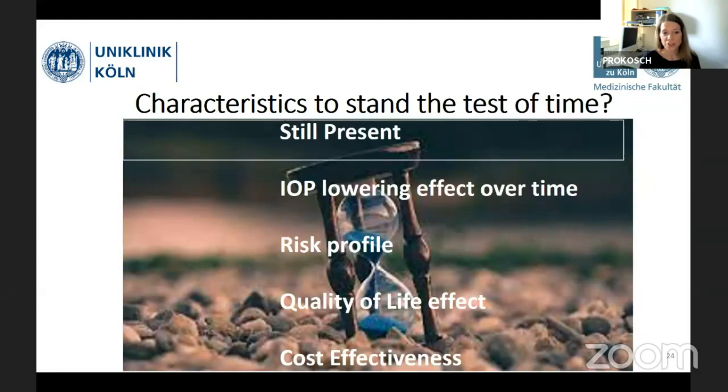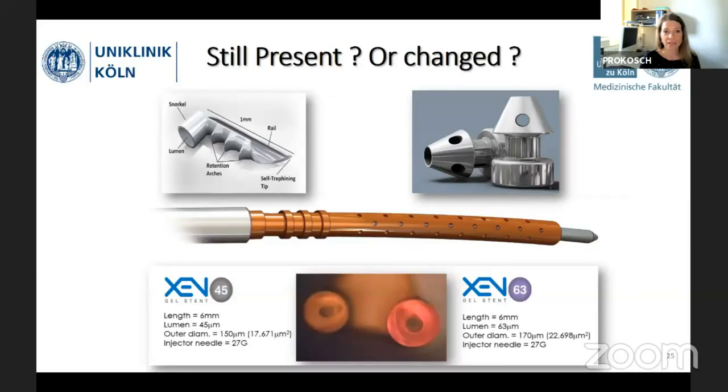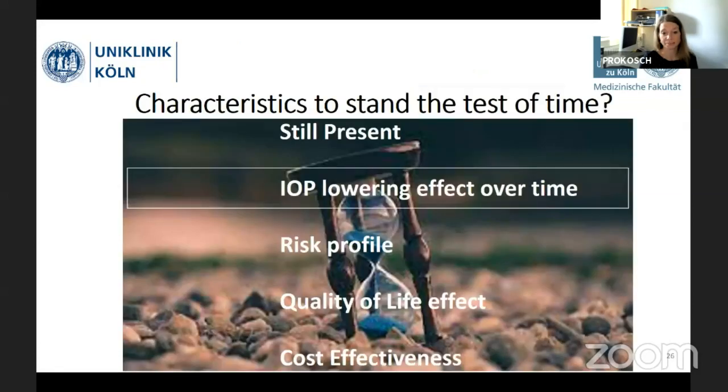So first question, is it still present? Actually, it changed. The device has changed, like the iStent has been changed twice already. The XEN is about to change completely. Let's see what the comparison studies say about the XEN 45 and the XEN 63. And the CyPass has been taken off the market. So you can see that it's changed a bit, and they are probably making them better and better.